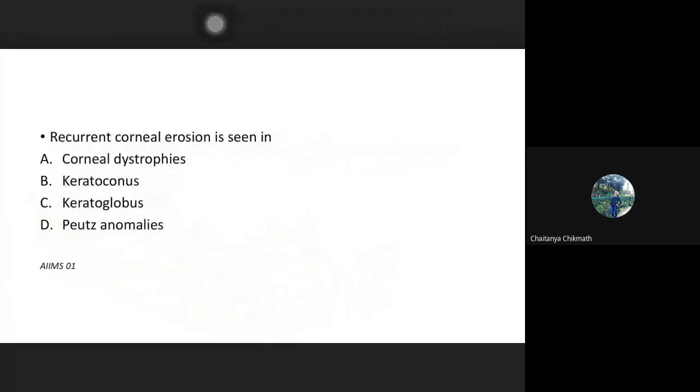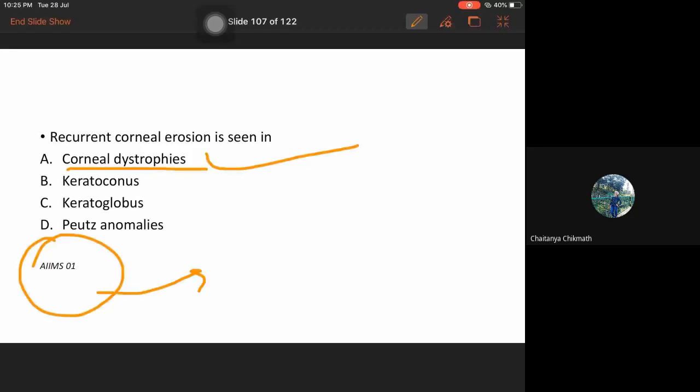Recurrent corneal erosion is seen in corneal dystrophies, keratoconus, keratoglobus, Peutz anomaly. Just now we discussed corneal dystrophies. 100% we will cover it because it's an age question. We expect only one answer.